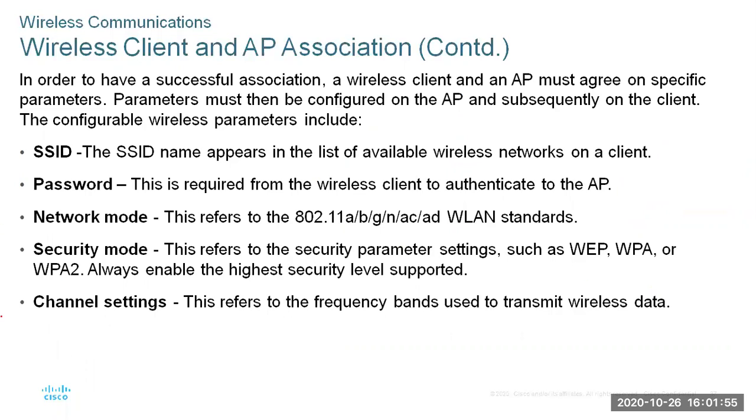Number one is the SSID. The SSID is the service set identifier, and it's actually a name that you give, like a beacon, to the access point, and you will see it in the list of available wireless networks on your laptop or your mobile phone. The password is required by the wireless access point to authenticate. Then the network mode refers to the protocol standard, whether A, B, G, N, AC, or AD. All of these are protocols.